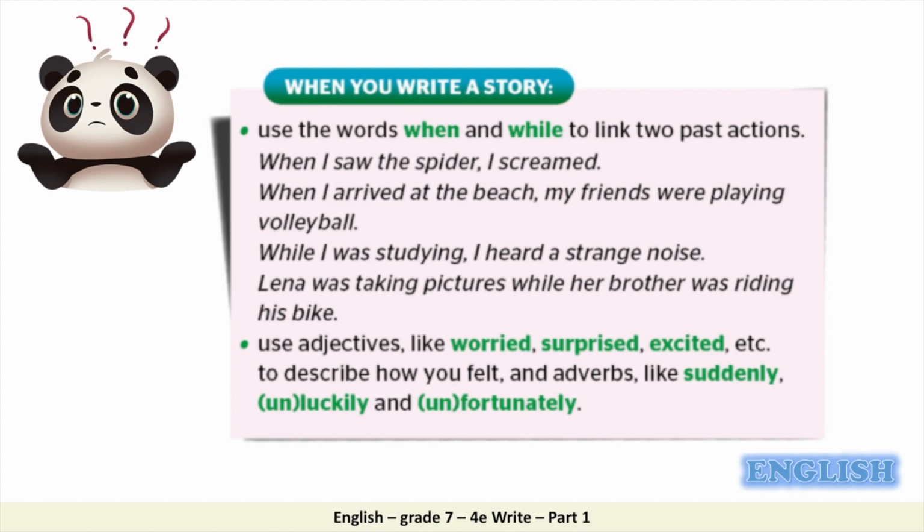When you write a story, use the words when and while to link to past actions. Remember that we use when to introduce the short action that interrupted the long action, and we use while to introduce the long action, or when we talk about two long actions that happen at the same time in the past. For example, when I saw the spider, I screamed.